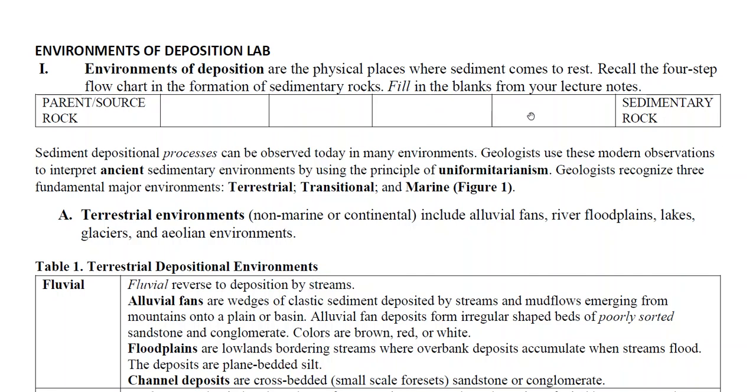And finally, the last step is that you've got to convert the sediment, which is loose material, into a rock. And that's called lithification. So that would go here. And so review your notes on that process as well. Remember, there are 3 steps in the lithification.